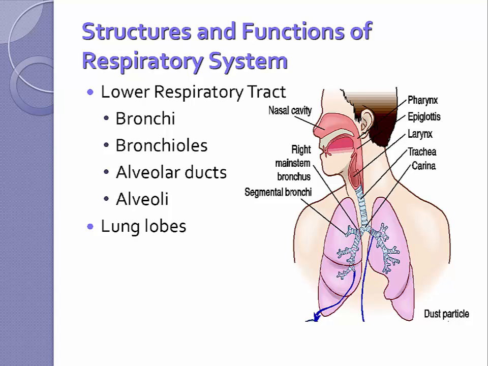With the exception of the right and left mainstem bronchi, all lower airway structures are located inside the lungs. Once air passes the carina, it is in the lower respiratory tract. The right mainstem bronchus is shorter, wider, and straighter than the left mainstem bronchus. For this reason, aspiration is more likely to occur in the right lung than in the left lung. The right lung is divided into 3 lobes, upper, middle, and lower, and the left lung into 2 lobes, upper and lower.